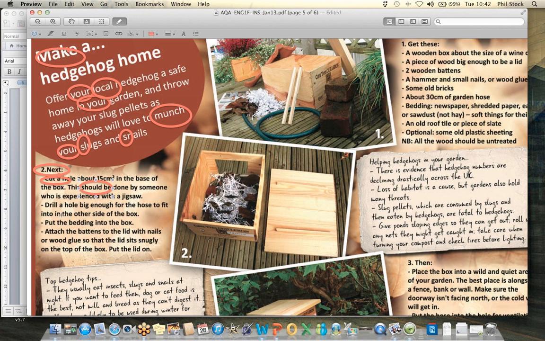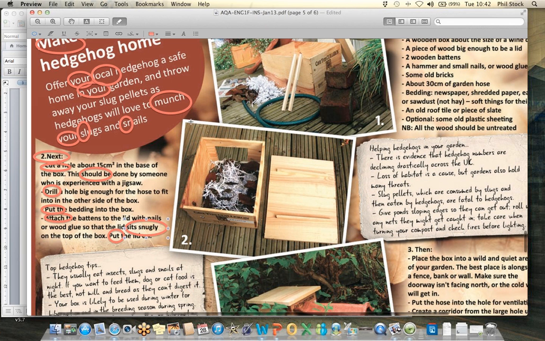Drill a hole big enough for the hose to fit into the other side of the box, put the bedding into the box, attach the battens to the lid with nails or wood glue so the lid sits snugly on the top of the box, put the lid on. So already you've got lots of examples at the beginning of imperative verbs. Put, attach, drill. Another put here. We've got a little kind of more colloquial language like sitting snugly, which is another alliterative device.